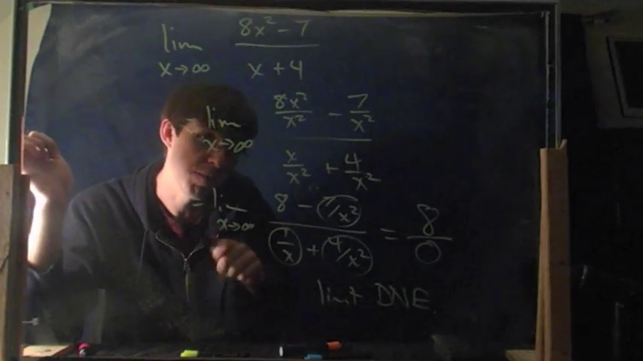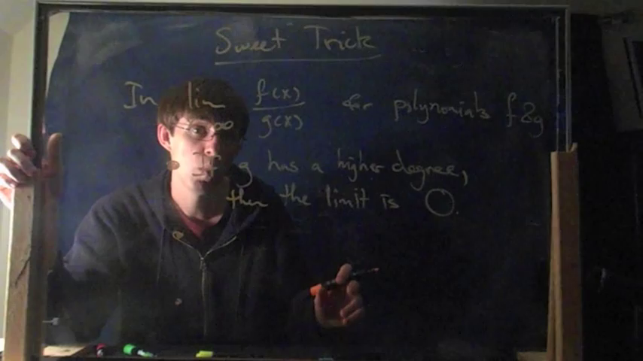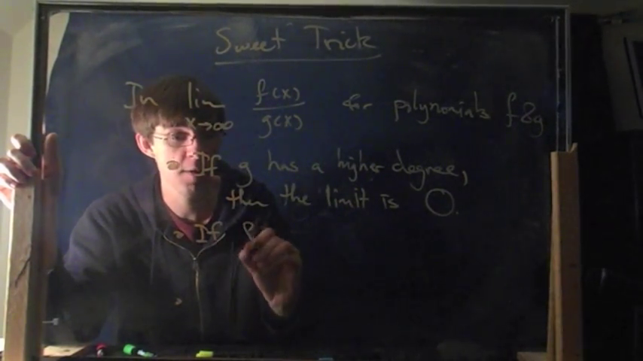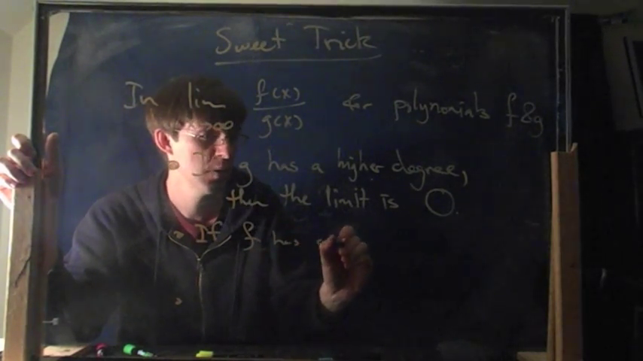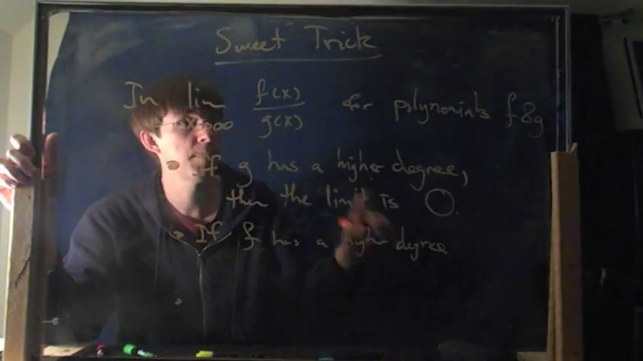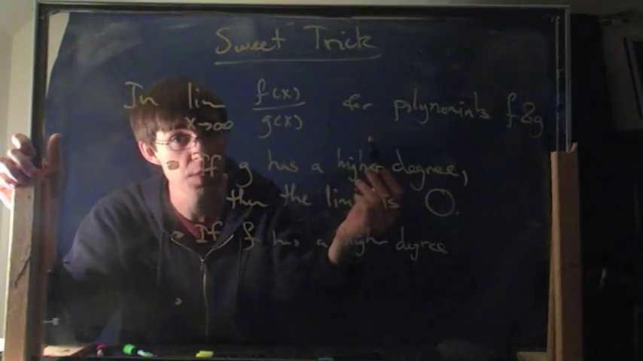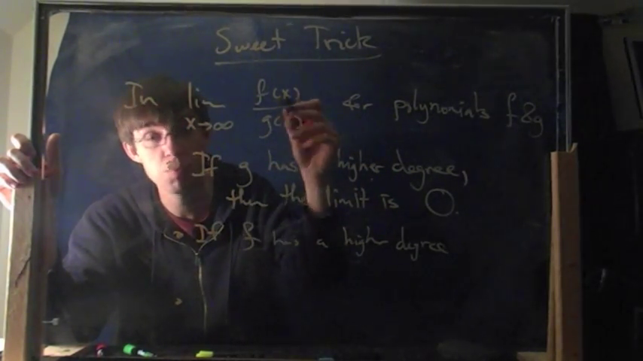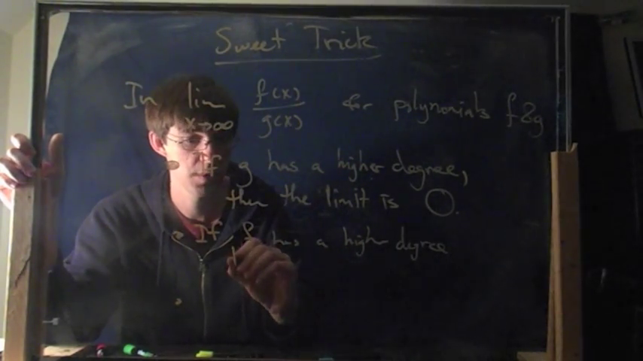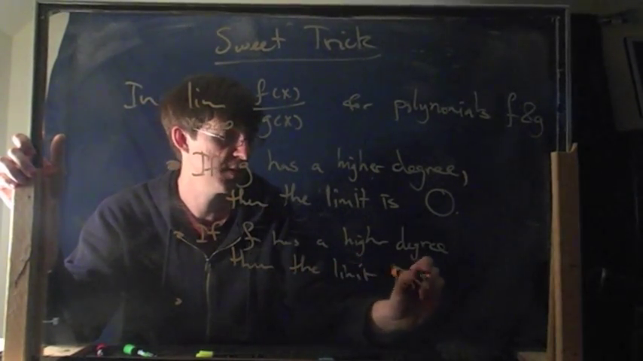All right, so we can fill in the second part of our little trick. What we just saw was when you have a higher degree on top, so if f has a higher degree, this will end up killing everything on the bottom when you divide out by the highest degree. So you're going to get all zeros on the bottom, but you will not get 0 on the top. You get some constant on the top and 0 on the bottom. So that means the limit does not exist.